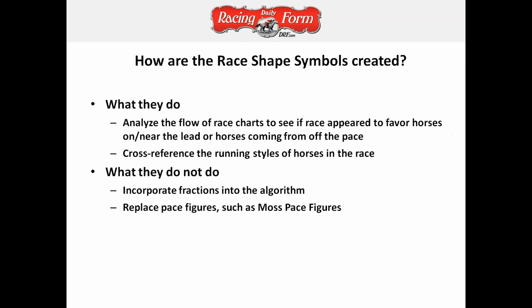Right, well, let's move on. We've got a slide here asking about how they're created, and I wanted to be sure we went over what they do as well as what these race shape symbols do not do in the algorithm. One thing we want to make clear from the start is you're not talking about fractions, because they're listed in there, and you can see, oh, it was 20 and 4, 40, 44 and 3, that seems to be a very fast pace. These symbols are not taking any of that into account, right?